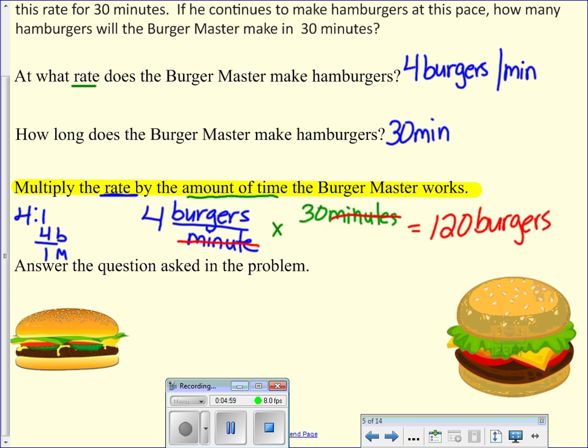Now, hold on a minute. So let's think about it. Does that make sense? If he does 4 burgers in 1 minute, 4 burgers, 4 burgers, 4 burgers, 4 burgers, 30 times, so it's 4 times 30, 120? Yes. Yeah, so our process works.